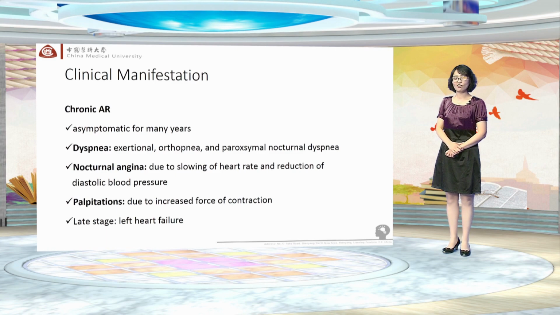In chronic AR, it may be asymptomatic for many years, and gradually the patients will present dyspnea, nocturnal angina, palpitations, and at the late stage, heart failure is very common.